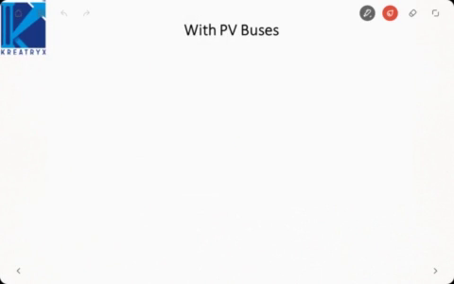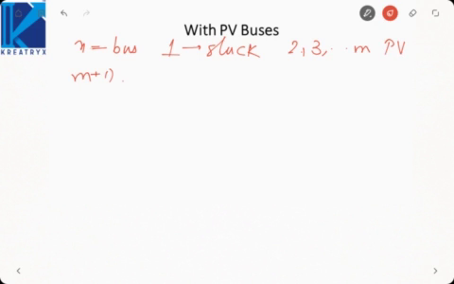Now what happens if we have PV buses? Again here we will assume that there are total n buses. One bus will be the slack bus, and let me say that 2, 3 up to m are PV buses. That means m plus 1, m plus 2 up to n are PQ buses. Okay, so that is how my buses are defined. So total PQ buses are n minus m, total PV buses are m minus 1.